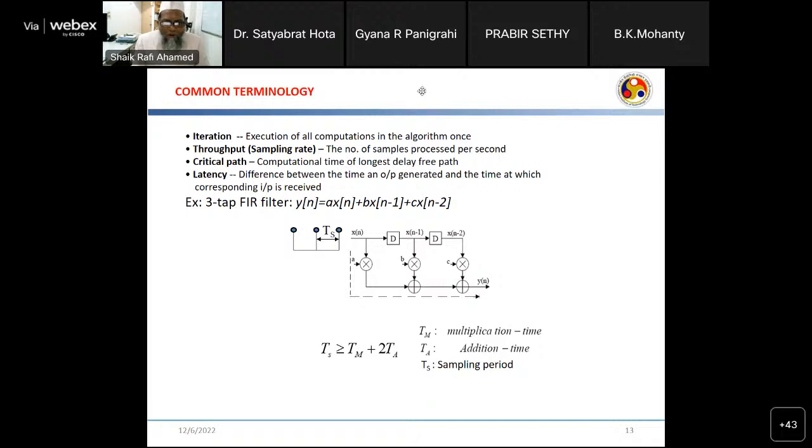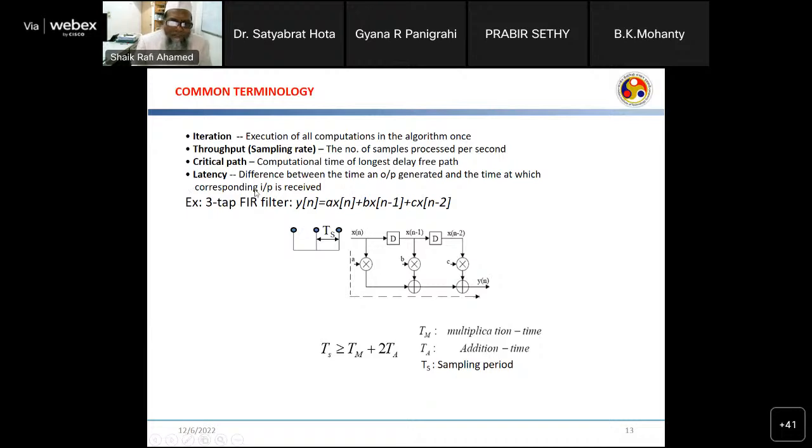Even though this is called a path, it is actually a time. This is loosely called the critical path, but the correct term for this is critical path time. The unit of the critical path is second, not distance. This is defined as the computational time of the longest delay-free path. And latency is defined as the difference between the time at which the output is generated and the time at which the input is received. This is some sort of delay.